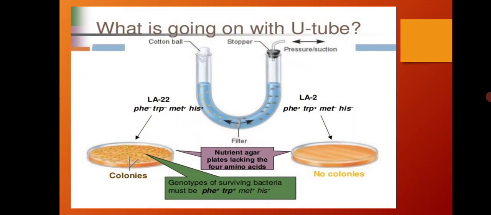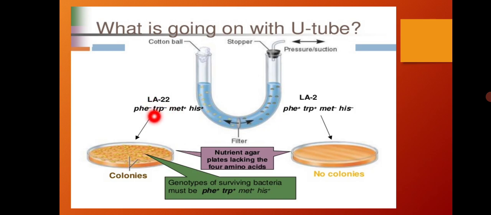So what was happening in this U-tube? The strain which was able to produce phenylalanine and tryptophan, and unable to produce methionine and histidine, was named the LA2 strain, and the strain which was unable to produce phenylalanine and tryptophan, and able to produce methionine and histidine, was named LA22. So the names were given as LA2 and LA22.